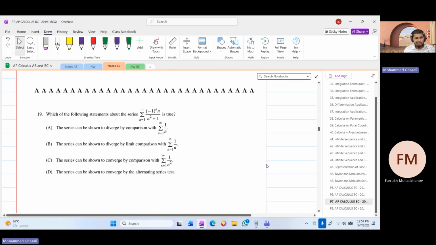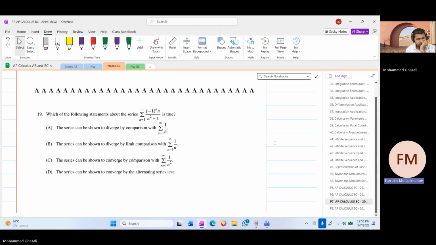Next one. Which of the following statements about the series is true? Question 19. Is this again a geometric series? No, you can't say it's geometric. It's an alternating series, because of the negative 1. The series can be shown to diverge by comparison with... How can you compare n squared with 1 over n? You can't compare this with this.